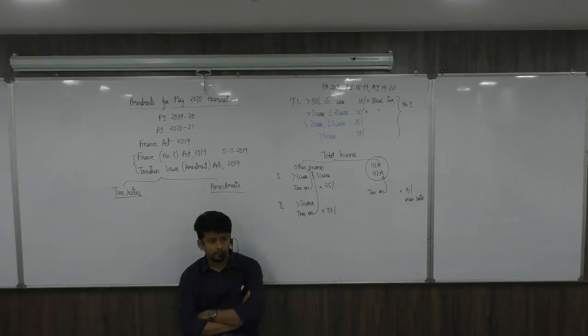Clear? Yes. Can we go ahead? Okay. What is section 54? Chapter? Capital gains. First time, capital gains. Then, what is section 54 in capital gains? If it's a residential house property that you've transferred.